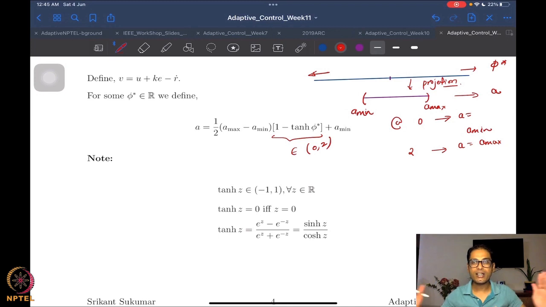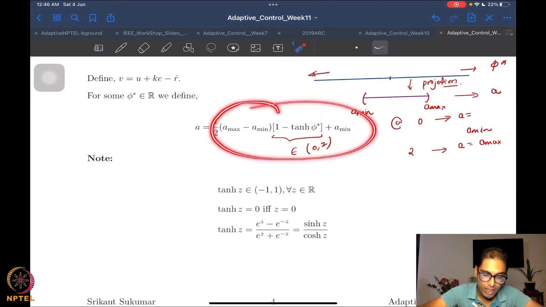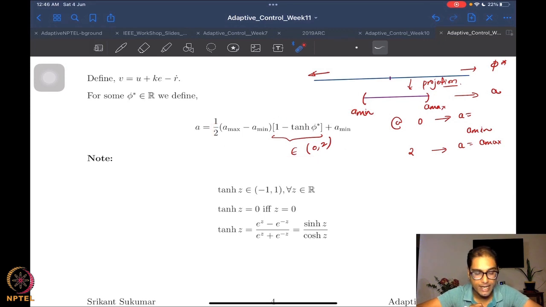The phi star ranges from minus infinity to infinity. That is my search domain. But once I do the projection, it is actually finding true values of parameters only between A min and A max. Notice that this A, or A hat, is what gets implemented. So you never have to worry about what the value of phi star is, because once it's plugged inside the tan hyperbolic, it ranges between minus 1 and 1. So you get a bounded quantity between A min and A max on the right hand side.